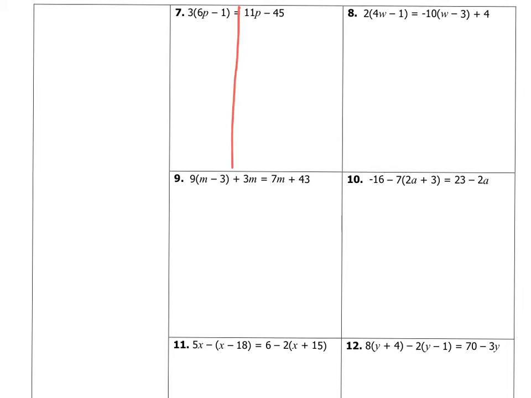So remember, step 1 says to look for parentheses and distribute if you can. So I can see I finally have a set of parentheses here, the 6p minus 1, which means I have to use the distributive property. So I'm going to multiply this 3 in here. So I have to do 3 times 6p, which gives me 18p. And then this I have to do 3 times negative 1. Remember, a minus a number is the same as that number being negative. So that's like 3 times negative 1, which is negative 3.